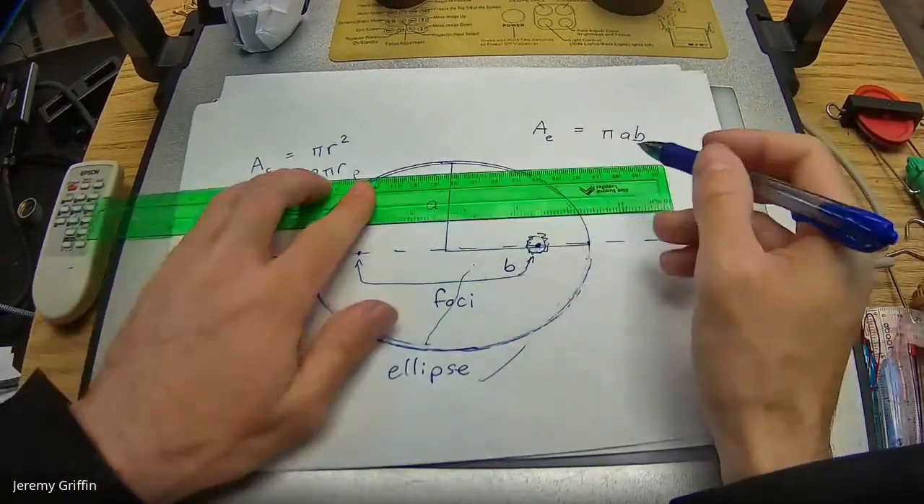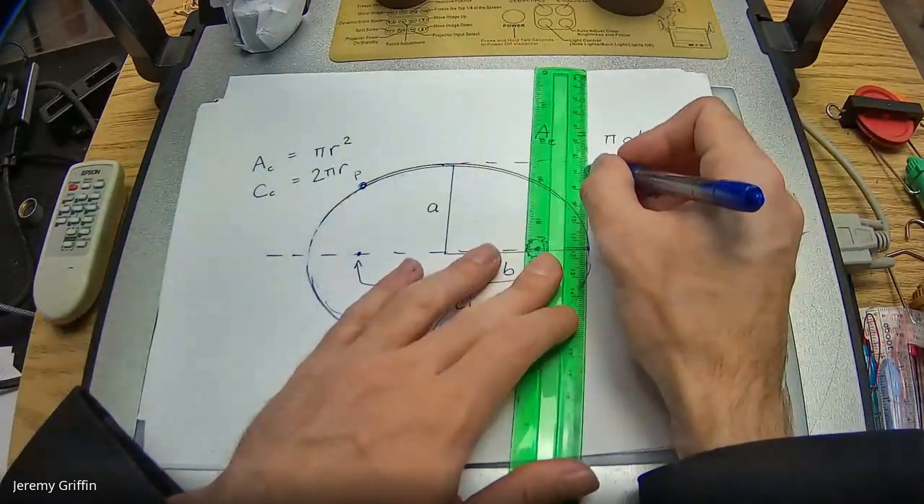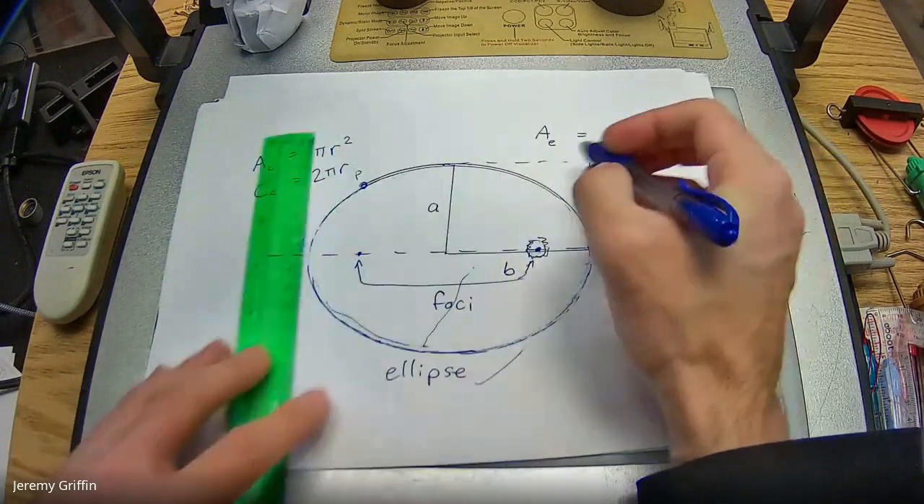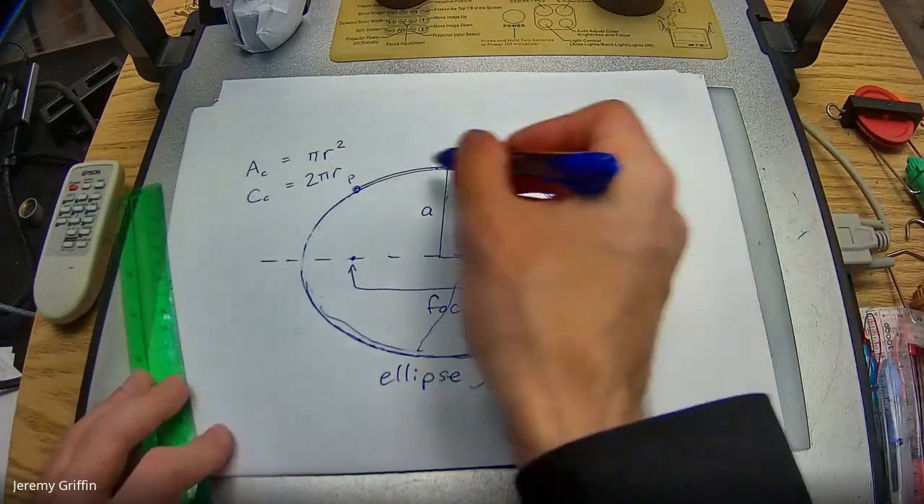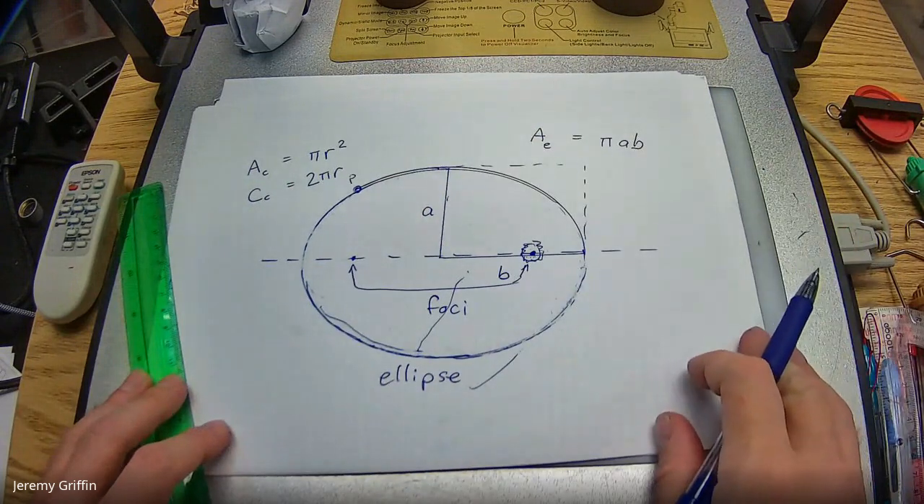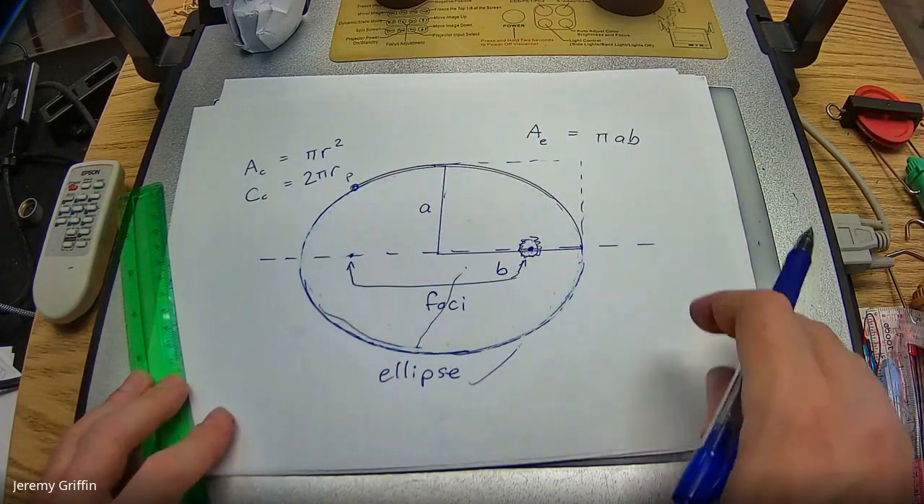So if you took A and B, let's say you made a rectangle, A times B would be the area of this rectangle, you guys see that? And then you multiply that by 3.14, and you pretty much get the area of that ellipse. All right, one more question.